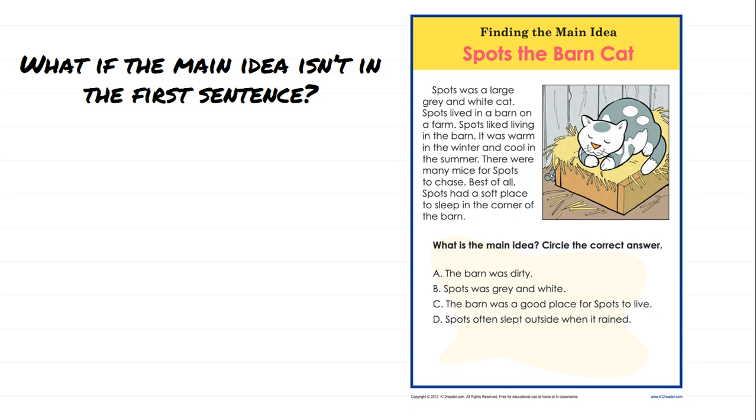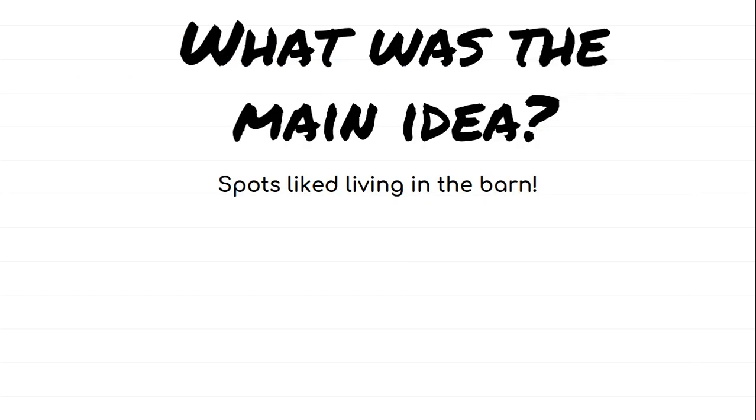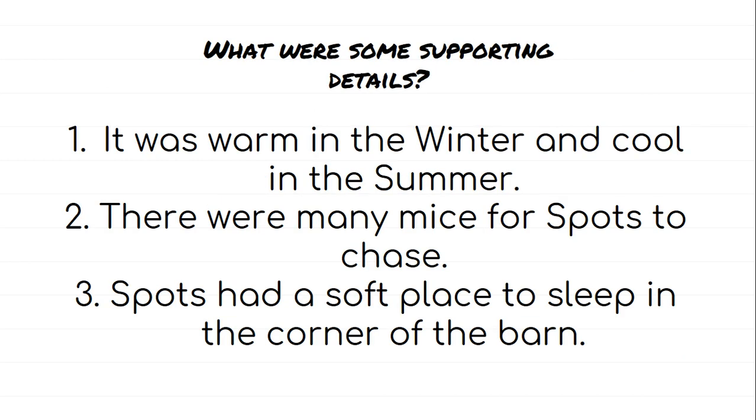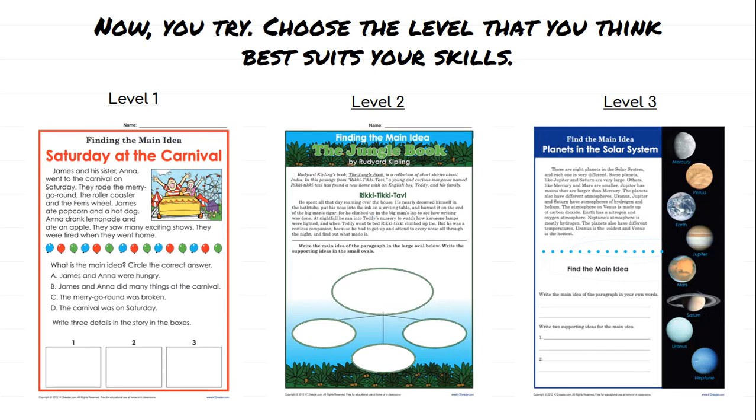The story's called Spots the barn cat. He likes living in the barn. It's warm in the barn, cool. Okay, there's lots of mice to chase, a soft place to sleep. So those are some supporting details. Okay, so we were right. Spots likes living in the barn. Okay, and that's because it was warm in the winter, cool in the summer. There are many mice, and he had a soft place to sleep in the corner of the barn.